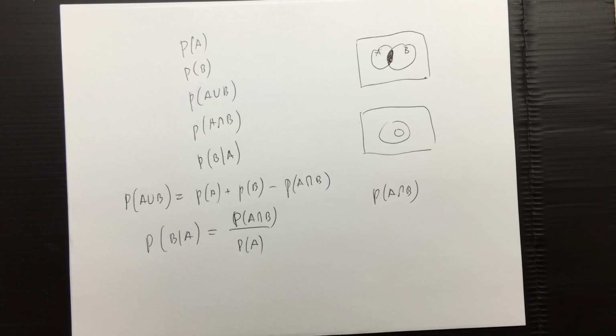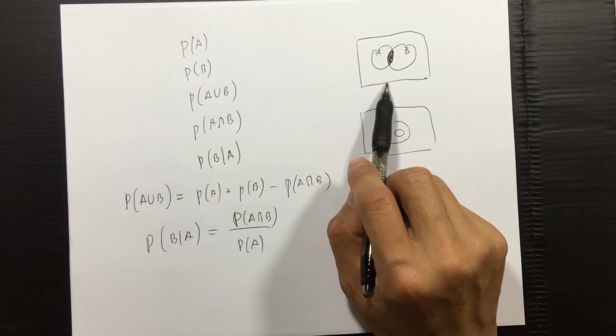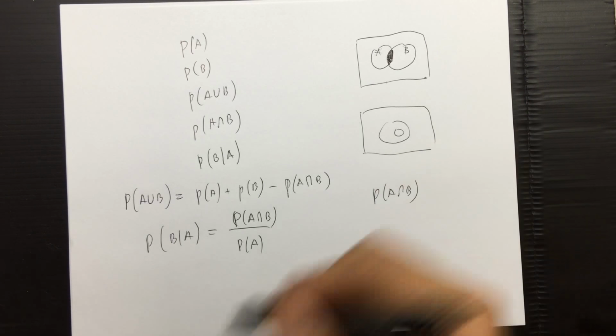Wait. Does that make sense? Let's just do some kind of example. Let's say you flip a coin. This is the head, and this is the tail, right? Then you flip it again.